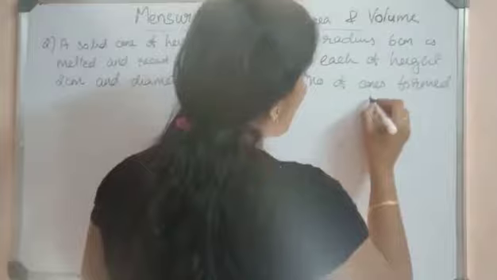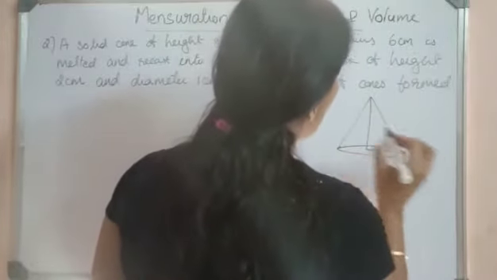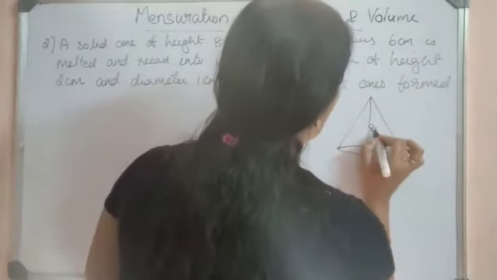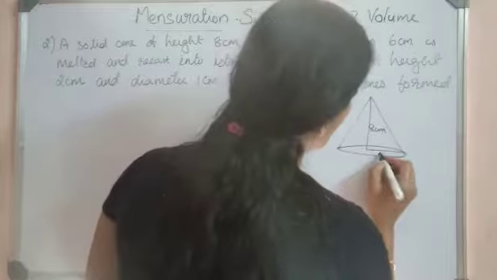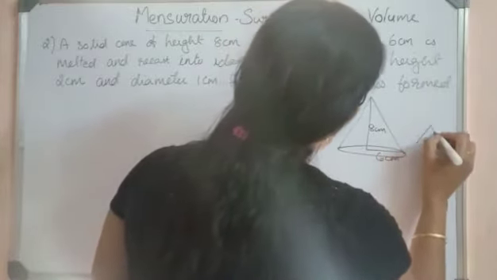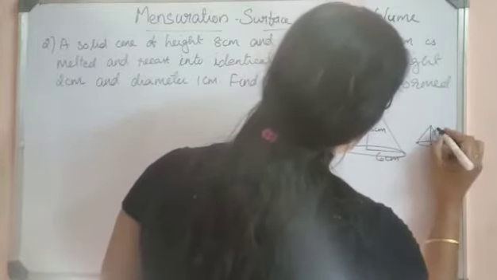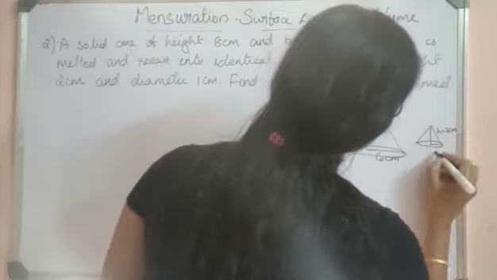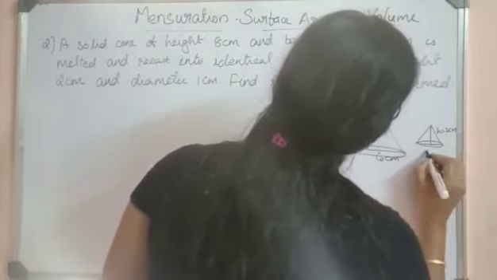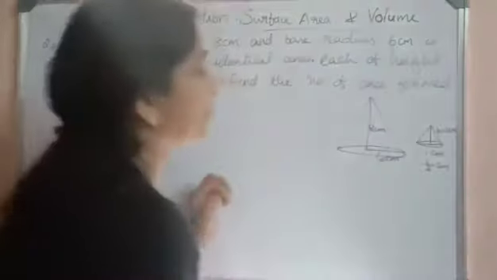For that, first we need to find the volume of the bigger cone. What is the volume of the bigger cone? The height is 8 centimeters and the radius is 6 centimeters. This is made into a smaller form with a smaller radius as well as height. The height is 2 centimeters and the diameter is given as 1 centimeter. Therefore, the radius is 1 by 2 centimeters.